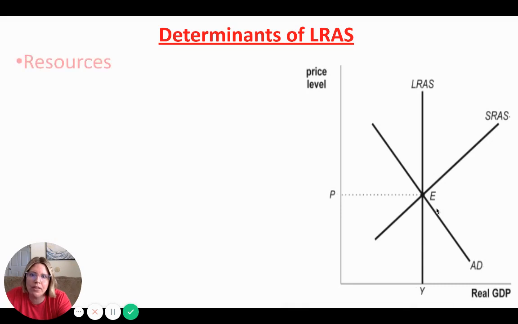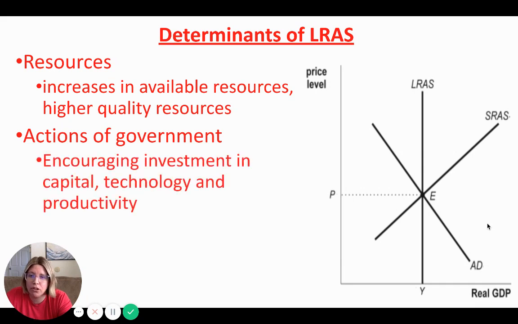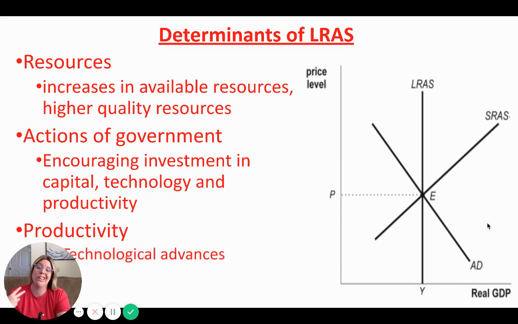The determinants of the long run aggregate supply are, again, resources and actions of government, those supply side policies, or those infrastructure policies, or investment policies, or technology policies. Also trying to increase technological advances. Those could all have the effect of effectively increasing your long run aggregate supply, if they're long-term fixes. If they're just short run things, then they won't be shifting the LRAS.